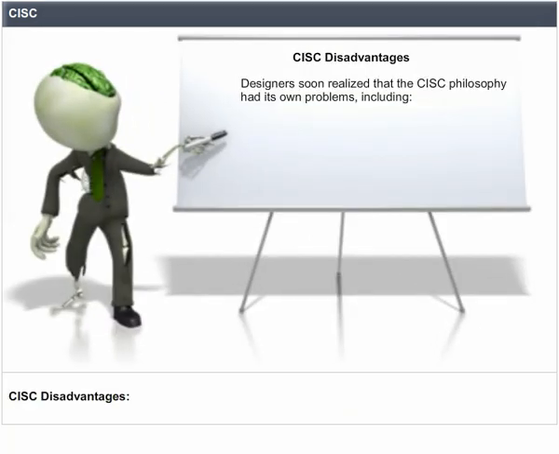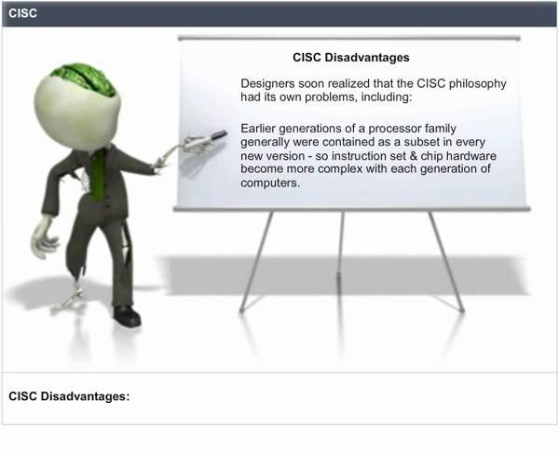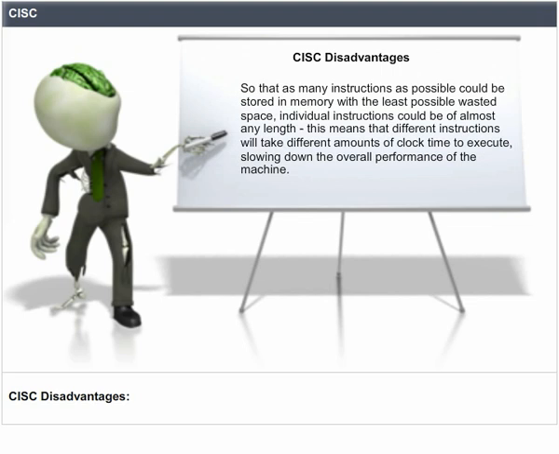CISC disadvantages. Designers soon realized that the CISC philosophy had its own problems, including: earlier generations of a processor family generally were contained as a subset in every new version, so instruction set and chip hardware become more complex with each generation of computers. So that as many instructions as possible could be stored in memory with the least possible wasted space, individual instructions could be of almost any length. This means that different instructions will take different amounts of clock time to execute, slowing down the overall performance of the machine.